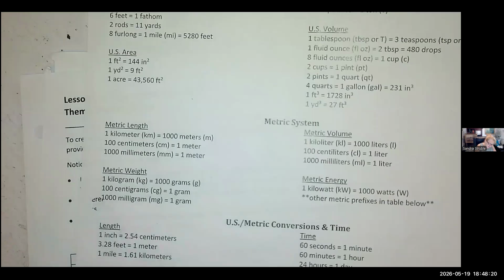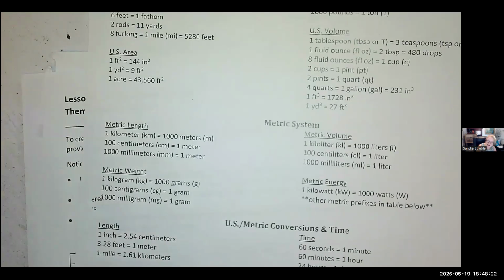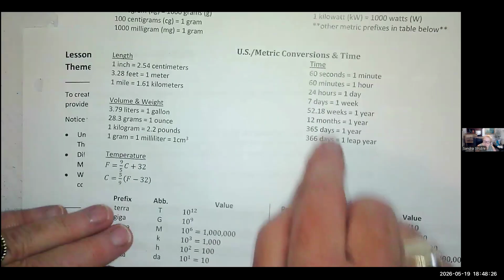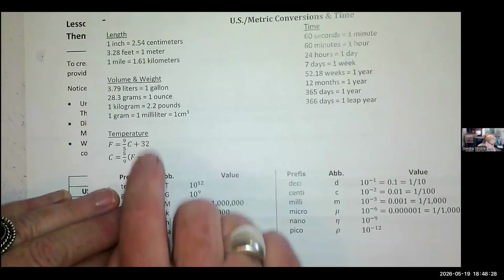All right. The other thing you're going to be using is time. Here's the time that's available, as well as temperature. Here's the temperature.